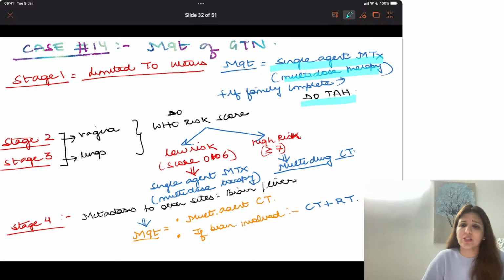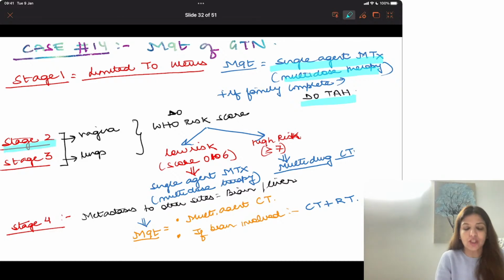What does stage 1 GTN mean? Stage 1 GTN means a GTN which is limited to the uterus. So if your question says GTN is limited to the uterus, and the next step is you have to give a single agent drug, that is methotrexate, which is given in the form of multi-dose therapy. And along with that, if the patient's family is complete, do a TH.